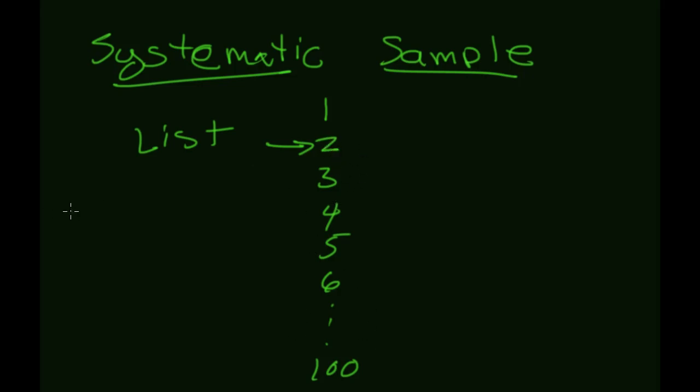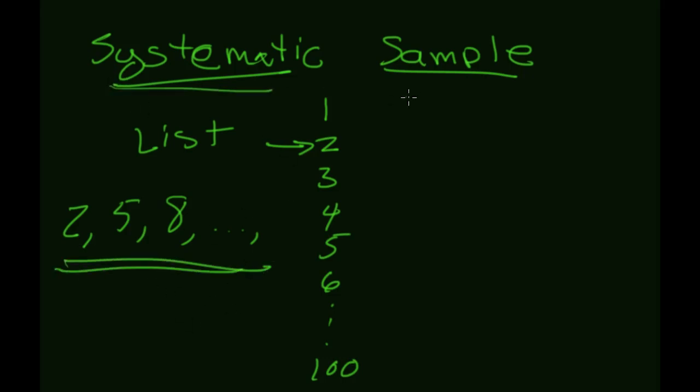So I might pick the second person. I might pick 3 more down the road, so that would be the 5th person. 3 more down the road is the 8th person. And then I just keep going until I exhaust the list. So I'm going to pick every single person on the list by jumping by 3. Okay, that would be a systematic sample.